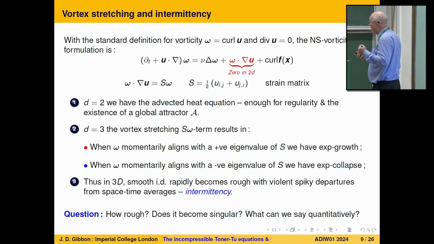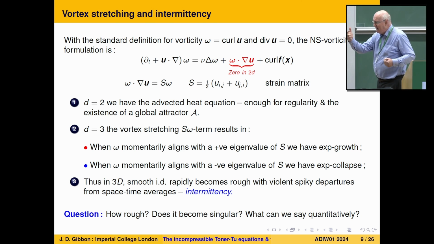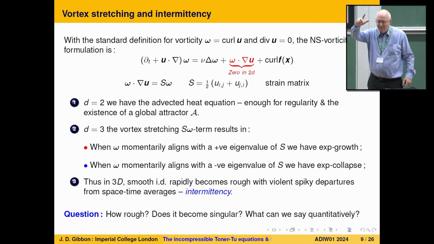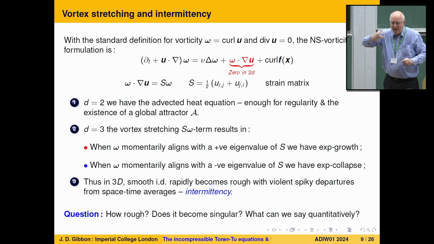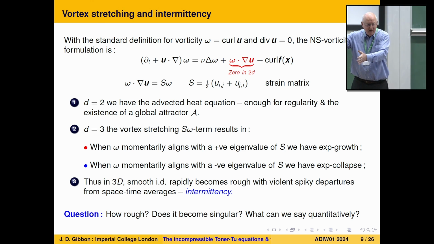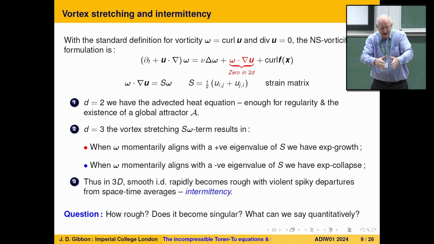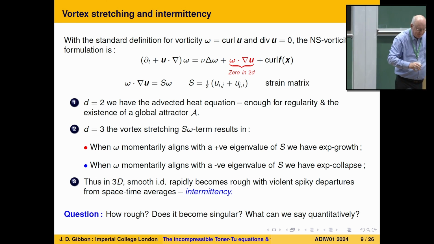But in 3D, of course, this is not 0. And if you just think of it roughly like this, S has 3 eigenvectors at any point. They're all spinning round, and omega is spinning round. So momentarily, when omega aligns with a positive eigenvalue, you're going to have exponential growth. And then it spins around more, and if it aligns with a negative eigenvalue, you'll have exponential collapse. So you'll start with very nice, smooth initial data, and then very quickly, you'll get the growth, collapse. And so the data becomes very rough, very fast.